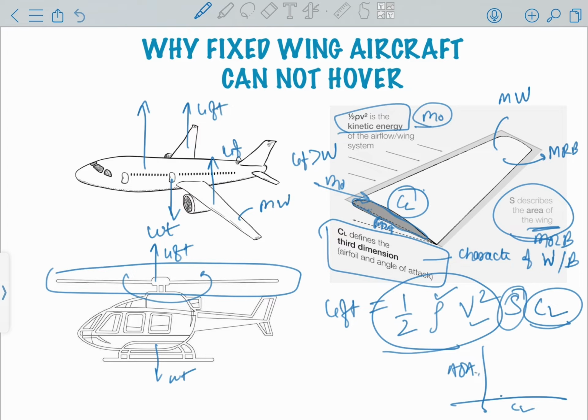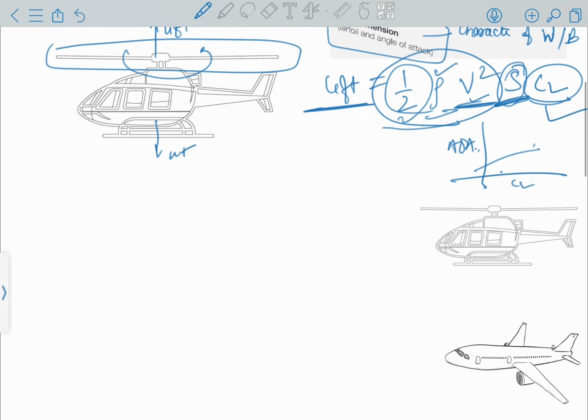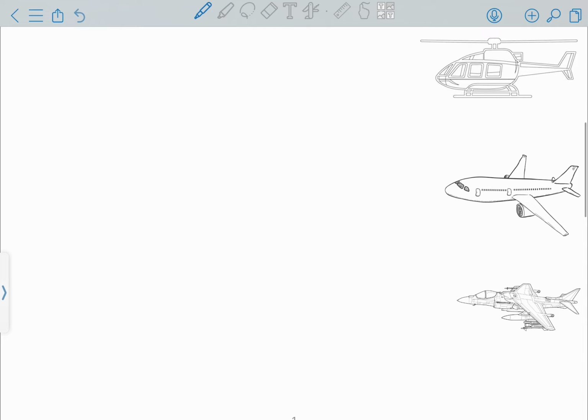So you have the coefficient of lift of the wing, which is the characteristic of the wing or the blade. There is the surface area, already discussed, the relative velocity of the mass of air and the surface, the density, and the constant. That's how you find the lift force. But the question remains the same: why can the helicopter hover and the fixed wing cannot hover?